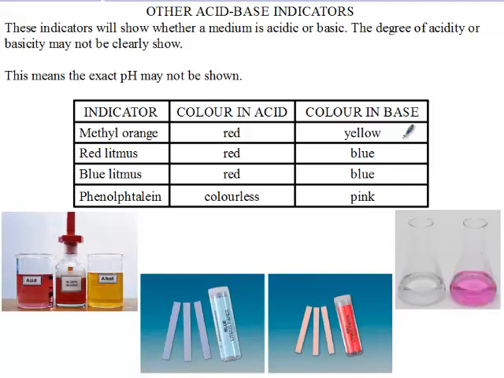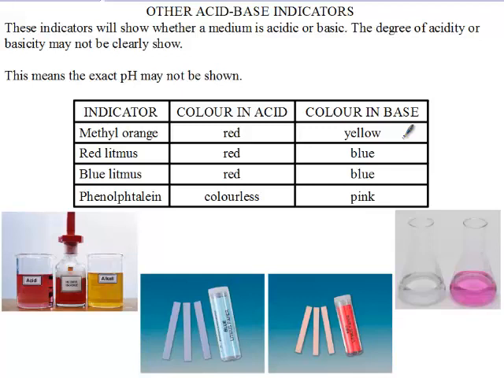Now we've seen how the universal indicators behave. The universal indicator is going to give us our specific pH. Now there are other indicators that are going to tell us whether we are dealing with an acid or a base. They are not going to give us our specific pH. Okay, they are only going to tell us if we are dealing with an acid or a base.